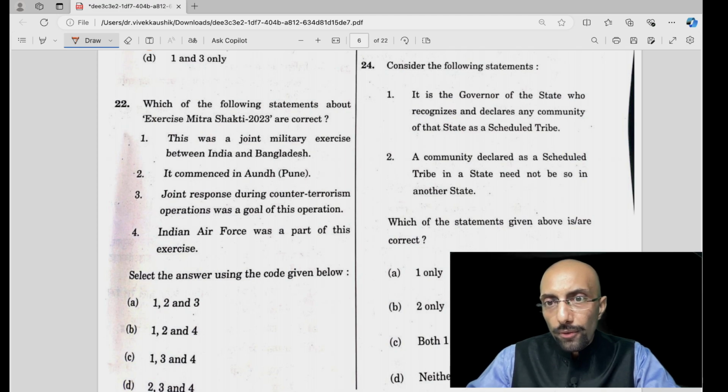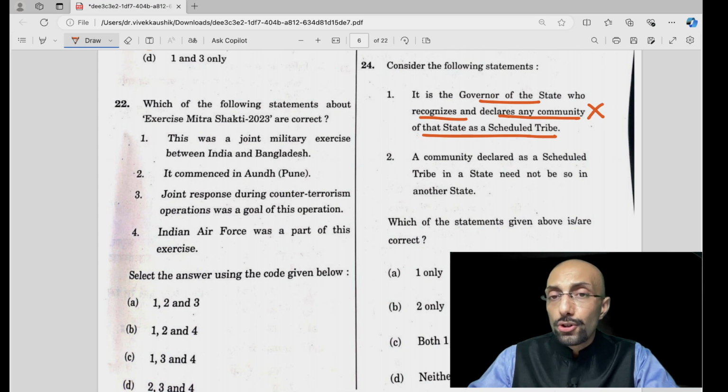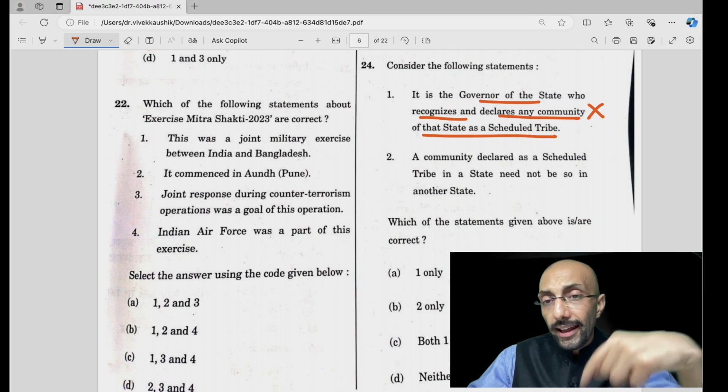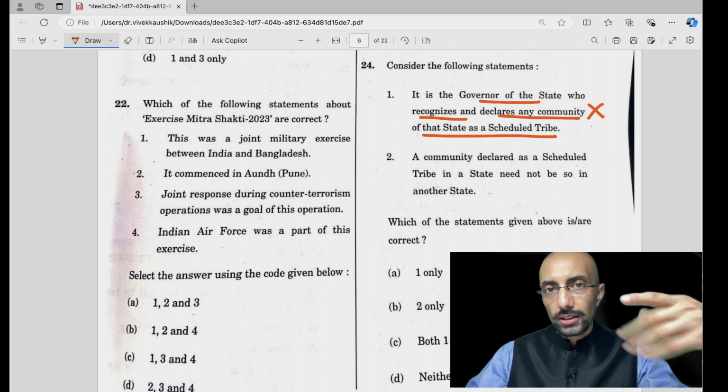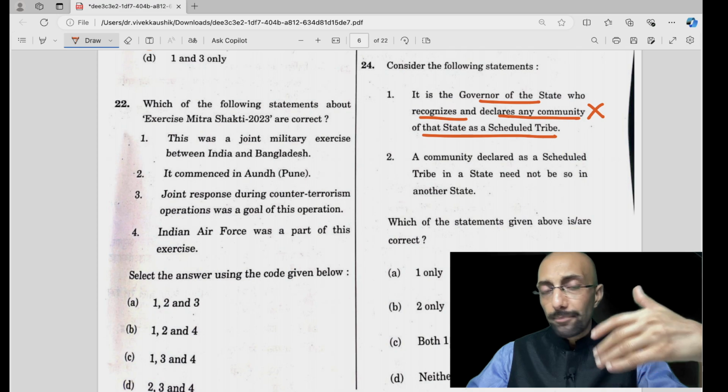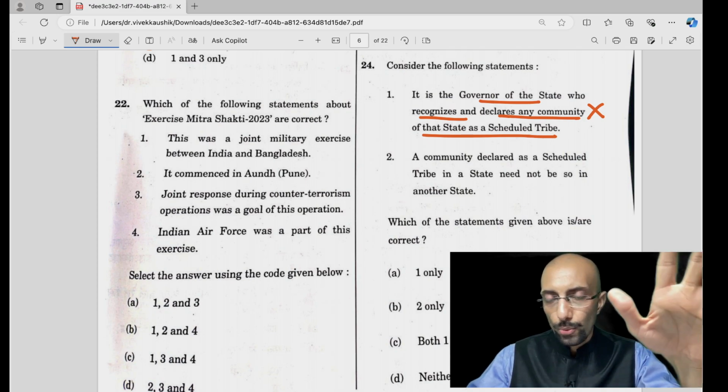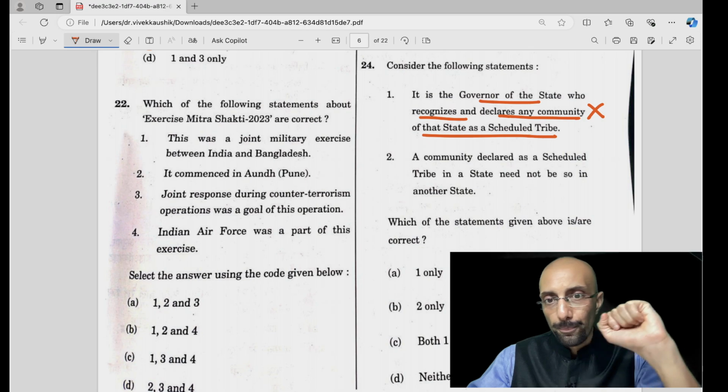It is the governor of the state who recognizes and declares any community of that state as scheduled tribe? No, this is wrong. The Constitution gives this power to the President of India, and any further modification in the list of SCs or STs can be made only by the Parliament. So it is not the power of the governor.